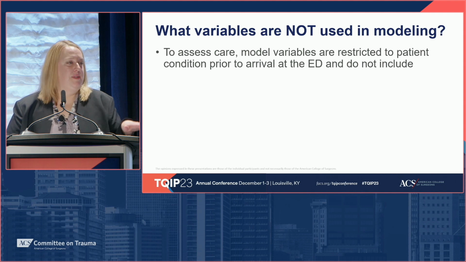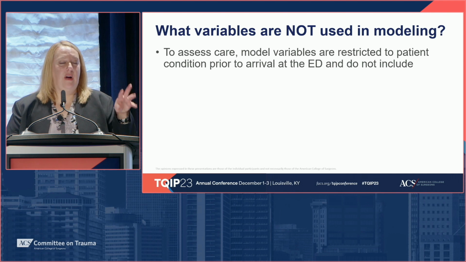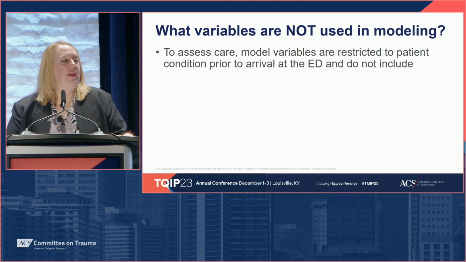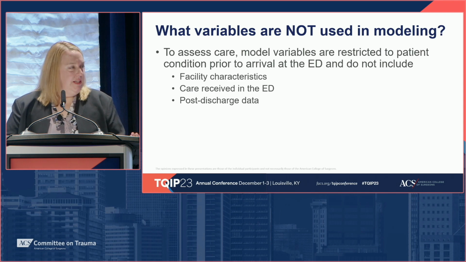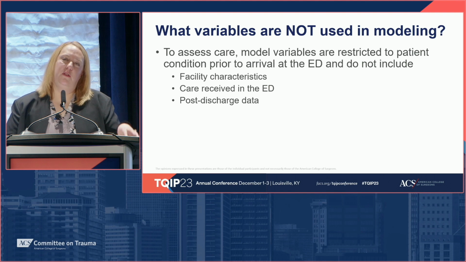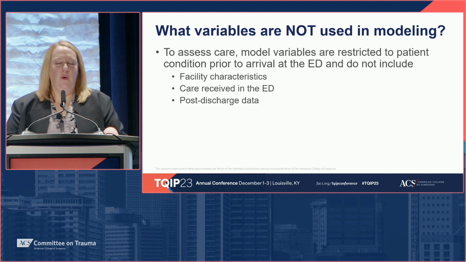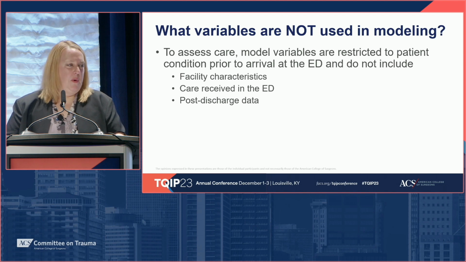What do we not use in models? So only data elements that represent the condition of the patient on arrival to ED are used to assess the care. So things like facility characteristics, like staffing, bed size, those are not part of our models. Care received in the ED, because we're trying to assess this care, including that care as explanatory variables would not be appropriate. And post-discharge data, we don't have any access to post-discharge data.